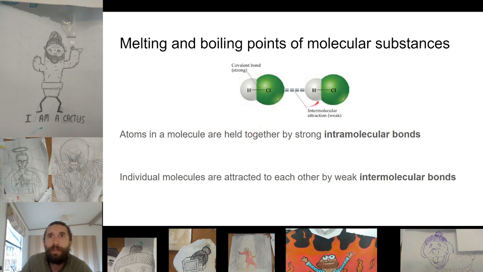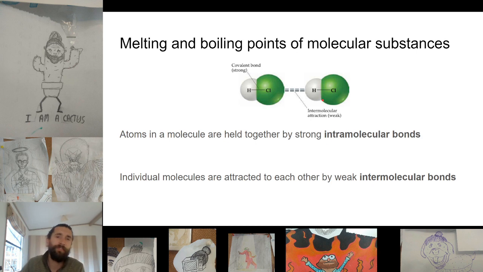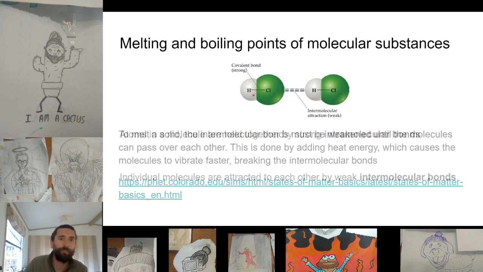Now, between separate molecules, we have weaker attractions. And these attractions are called intermolecular bonds. So think of international, between two countries. This is intermolecular, between two different molecules. And so these ones are a lot weaker. These intermolecular bonds are a lot weaker than the intramolecular bonds.